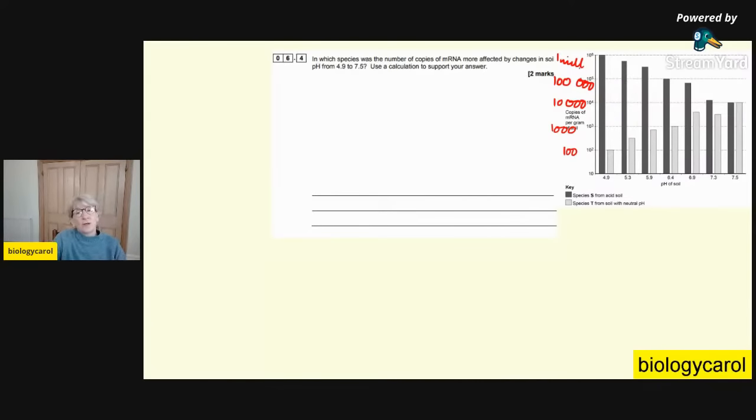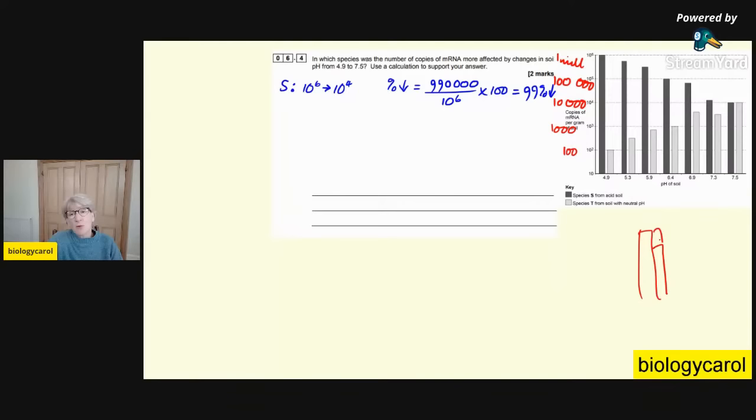Okay, so therefore, in my mind, you've got to work out percentage change to work out which has got the greatest change. So I worked out the percentage change for each of them. For S, 10 to the 6 to 10 to the 4, if you take 10,000 away from 1,000,000, you get 990,000. Over 1,000,000 to work out the percentage decrease, because we are going from a higher number to a smaller number, we are dropping down.